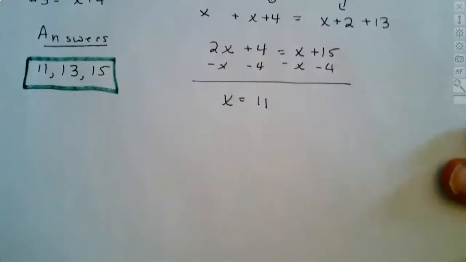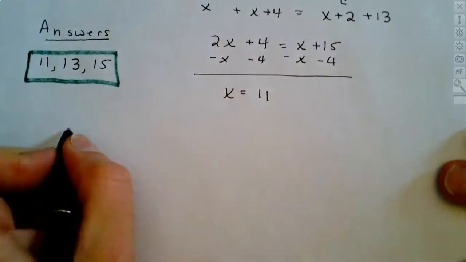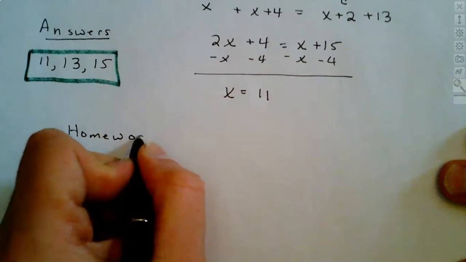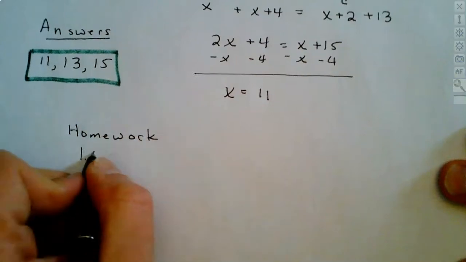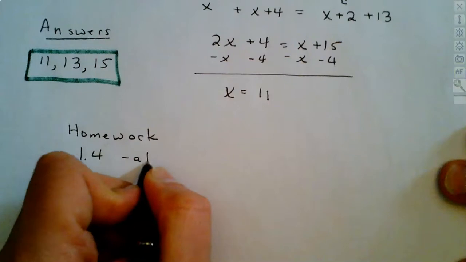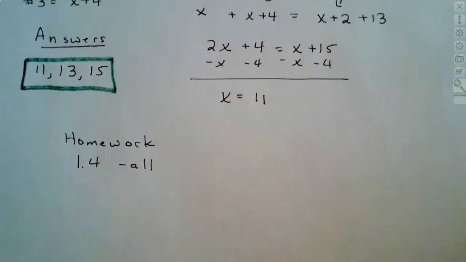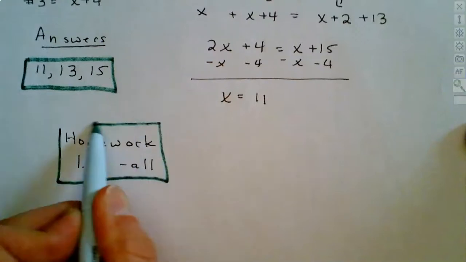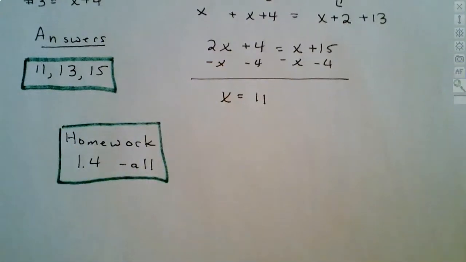So what's our homework? Well, our homework for next week is going to be 1.4, and you should be able to do them all. So that's going to be our homework. Hopefully next week we'll have class. We can go over some of these questions out of 1.4 at the beginning of next class period. And then we'll be able to do 1.5 and 1.6 next week.